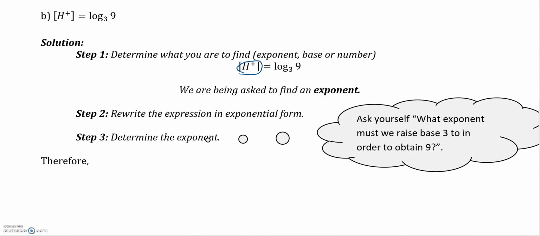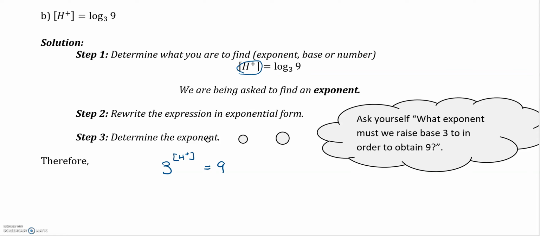Step 2 says to rewrite the expression in exponential form. So although our variable, our missing value, looks like a combination of symbols, it just represents a single variable, similar to having a variable of x. So in exponential form, we get that our base of 3 to the exponent of h plus is equal to 9.